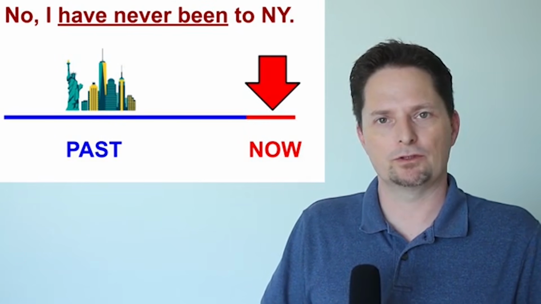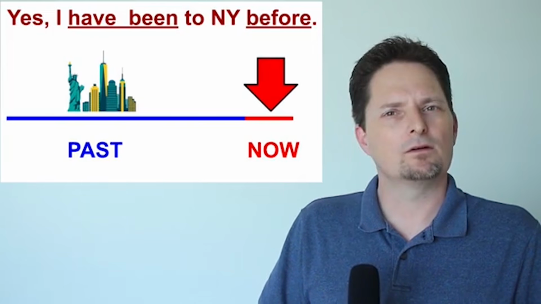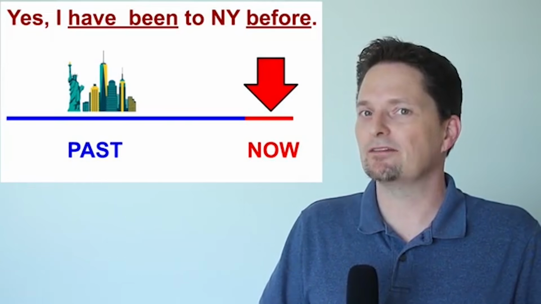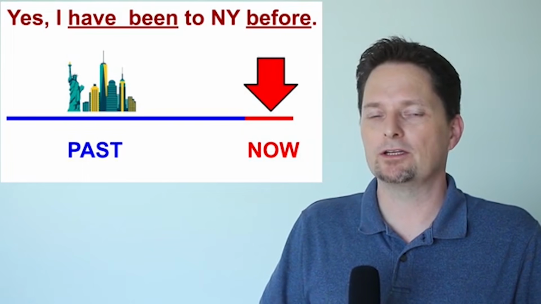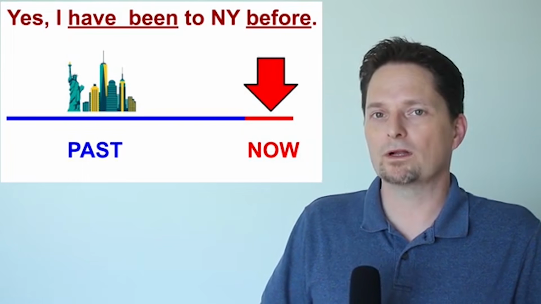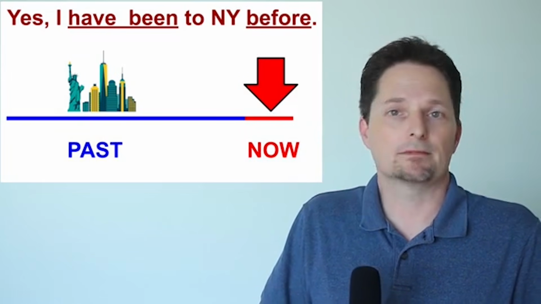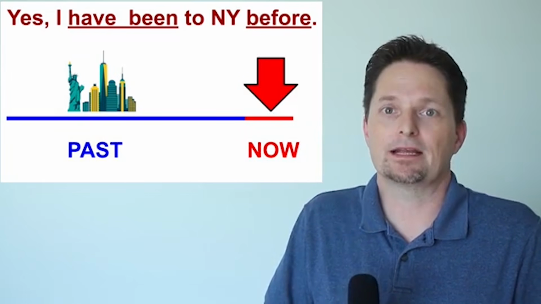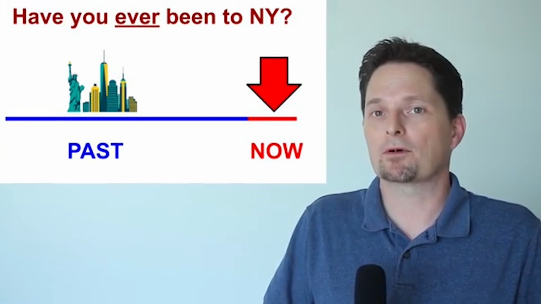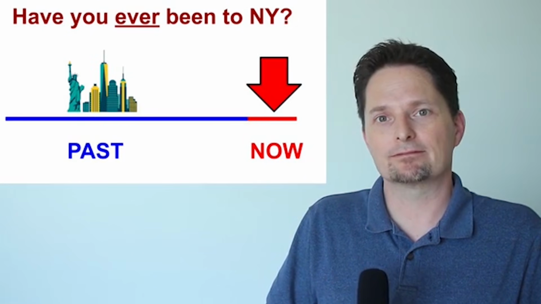I have never been to New York. Or yes, I have been to New York before, giving no specific time. You can use have been. So we're talking about one time in the past, but no specific time. When did it happen? I don't care when it happened. It happened in my life. Remember, ever is in your life.